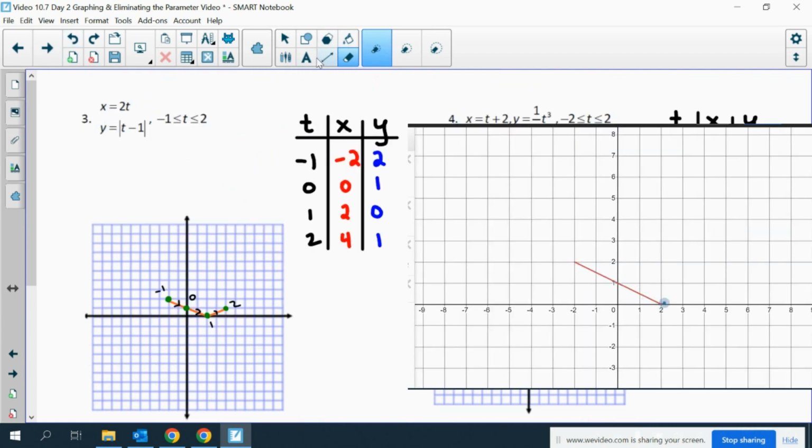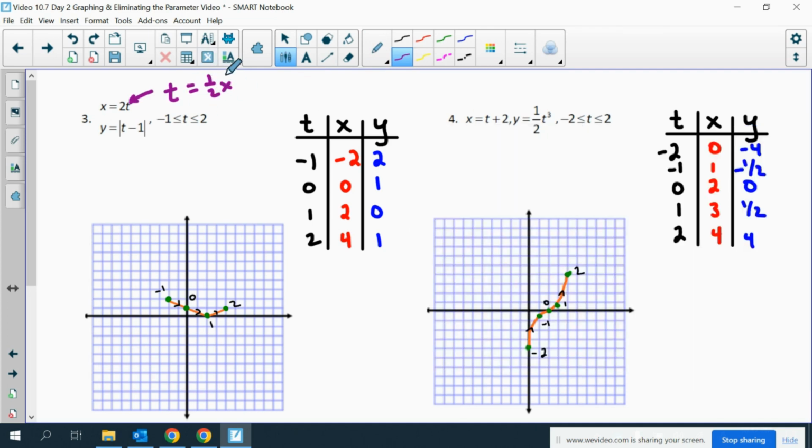Number 3, if I want to eliminate the parameter, I'll probably solve for t in this one. So t equals 1/2 x. And then I'll take that and replace the t here. So y equals the absolute value of 1/2 x minus 1. And as we saw earlier in the year, that would look like a horizontal stretch and a horizontal shift of the graph y equals absolute value of x, which you'll see here. So it is being graphed from t equals -1 to 2.